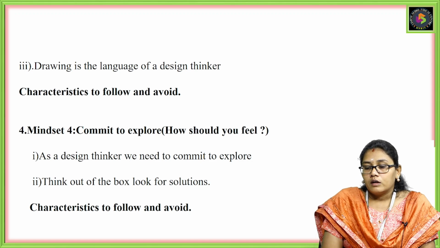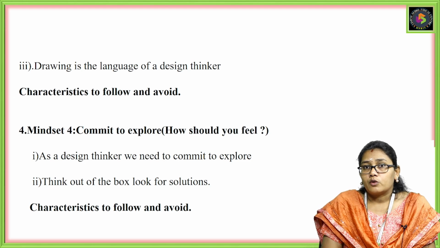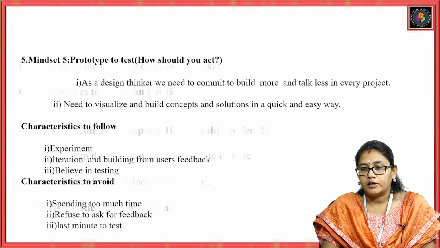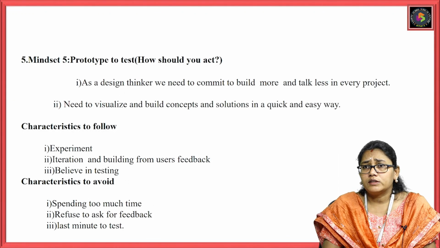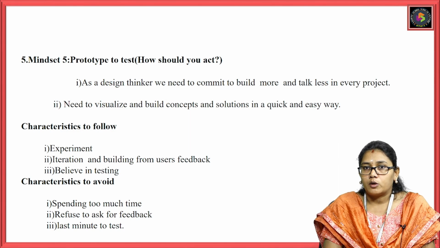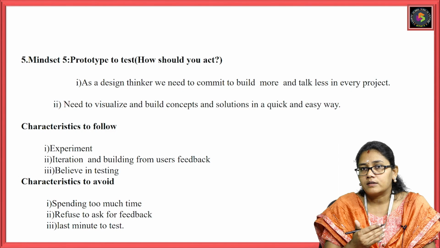In this mindset 4 also, we have some characteristics to follow. What are the characteristics to follow? We are going to create more ideas and concepts. Whatever ideas we create, we are going to share with our friends or anyone. And the third one is that we are going to realize that there is more than one solution for a problem. If one problem has many solutions, we realize there is more than one solution. So these are the characteristics to follow.